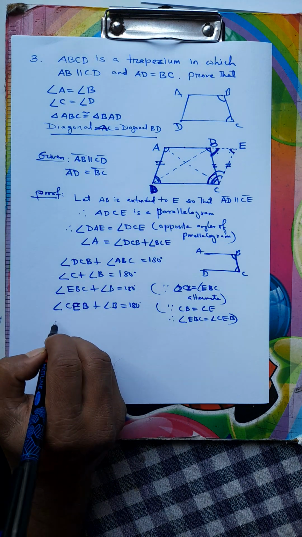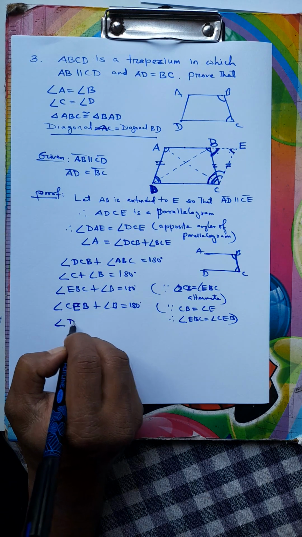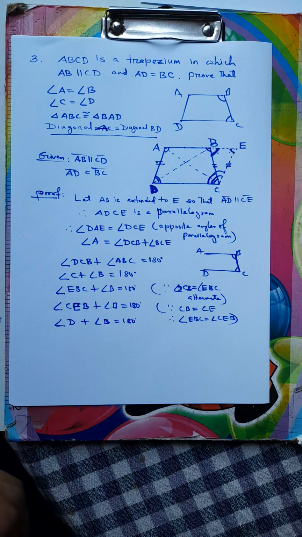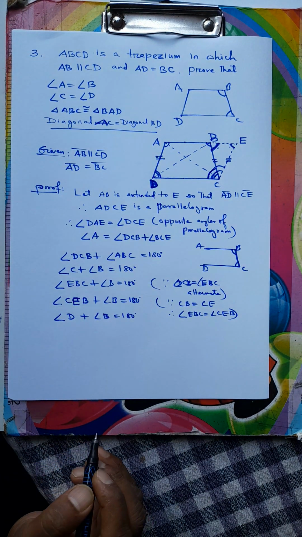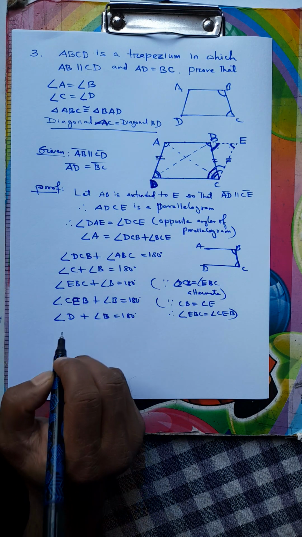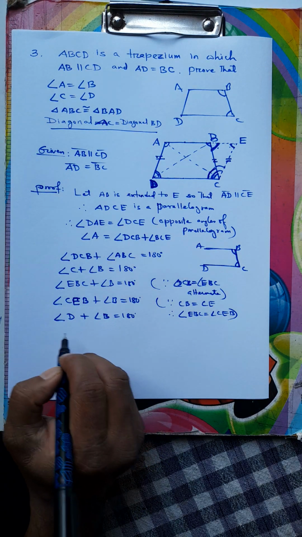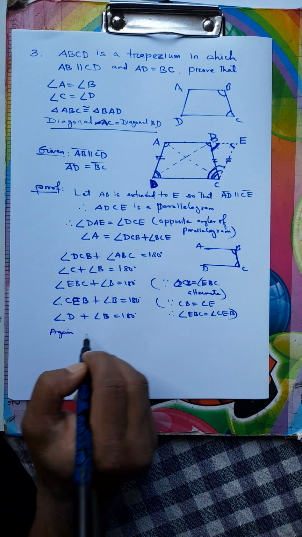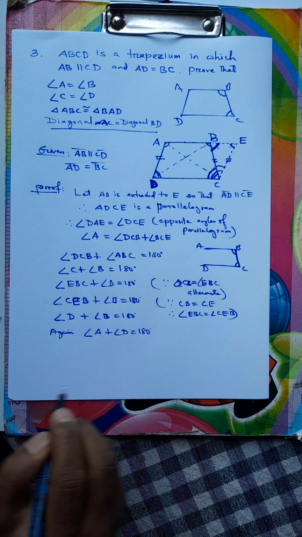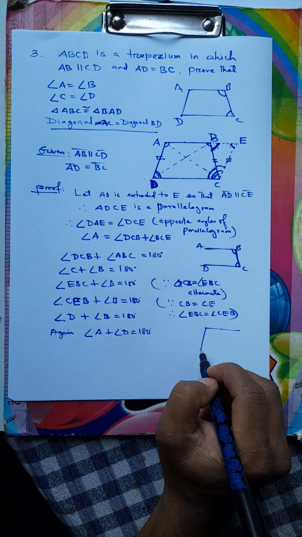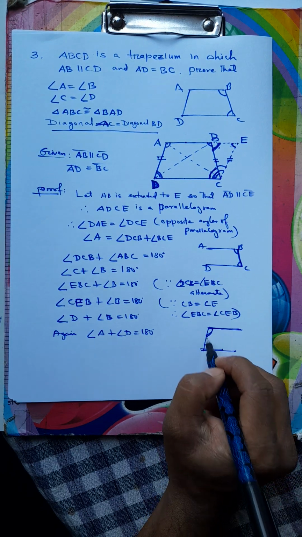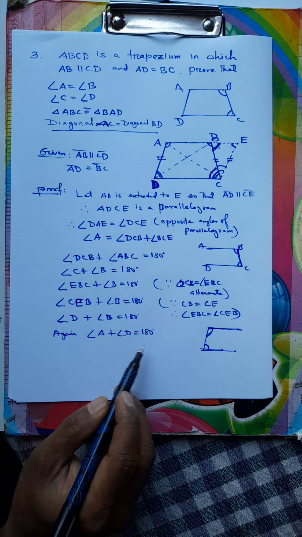Now what is CEB? CEB means angle D. Angle D plus angle B is 180 degree. Right? Now you see angle D plus B is 180 degree, and you find again angle A plus angle D is 180 degree. Why angle A plus D 180 degree? These two lines are parallel, so interior angles on the same side of the transversal are 180 degree.